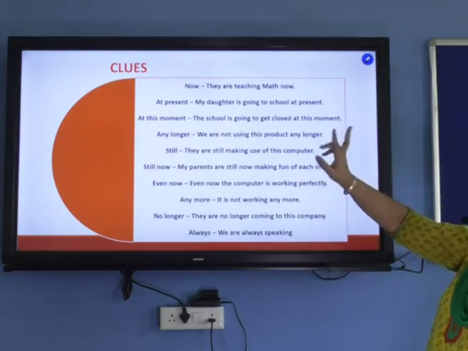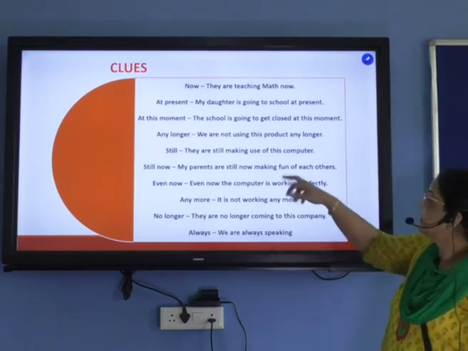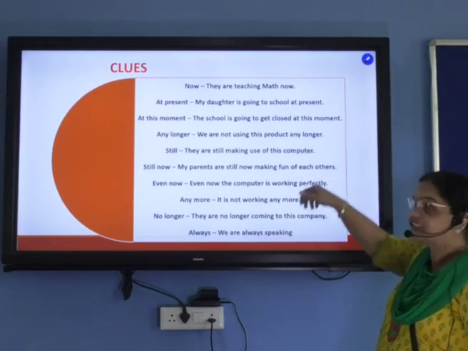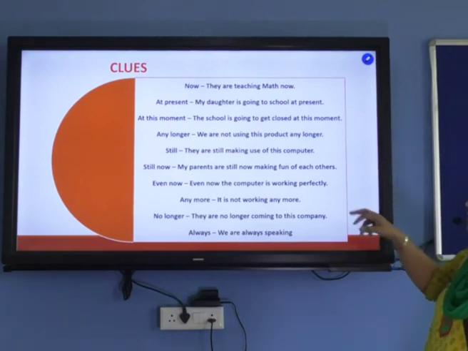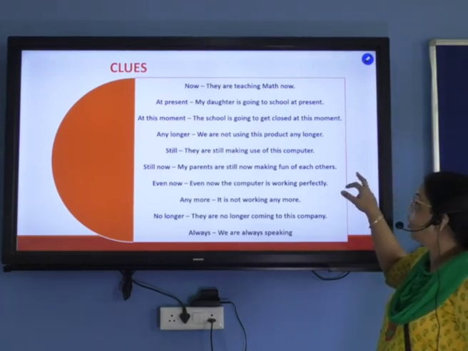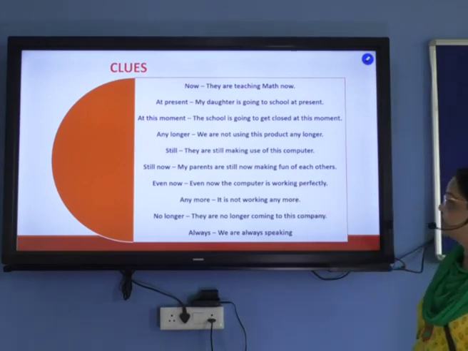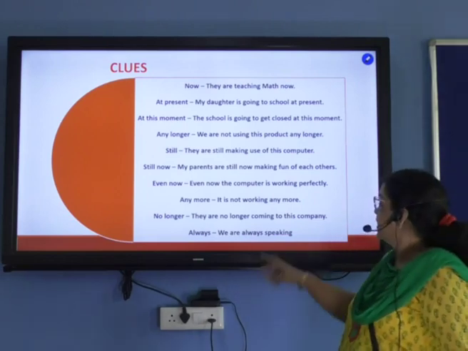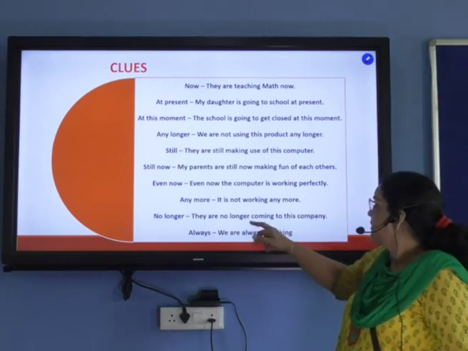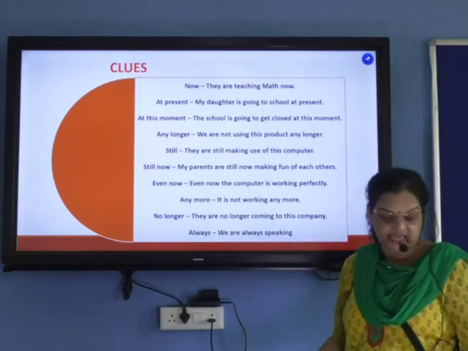Okay, now they are teaching math now. Now means at present. My daughter is going to school at present. The school is going to get closed at this moment. We are not using this product any longer. They are still making use of this computer. My parents are still making fun of each other. Even now the computer is working perfectly. It is not working anymore. They are no longer coming to this company. We are always speaking.